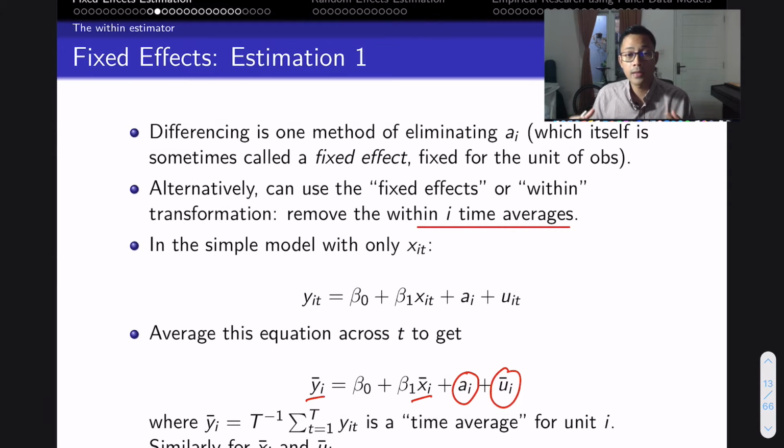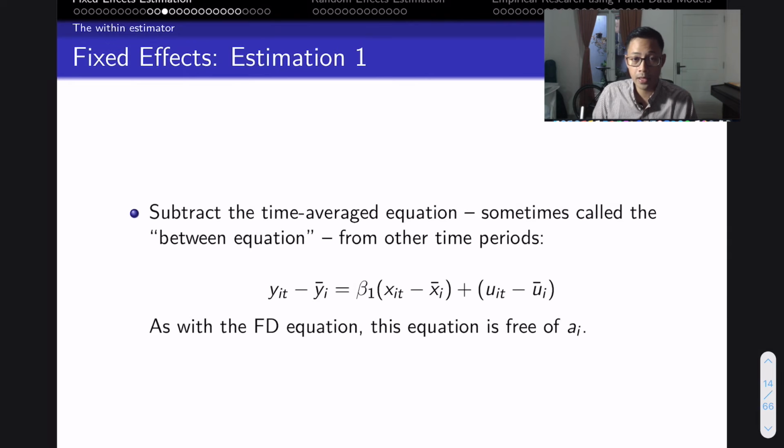Now, with the same idea as the first difference estimator, we're going to subtract the time average equation, sometimes called the between equation, from the other time periods. So for the first period, we're going to subtract the time average. For the second period, we're also going to subtract the time average, and so on and so on.